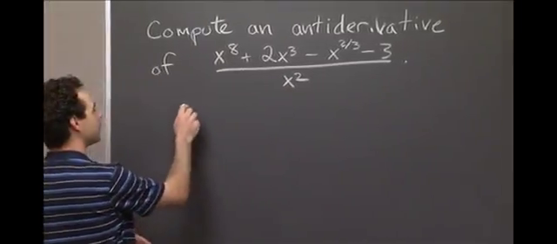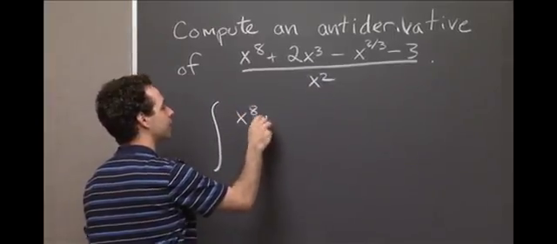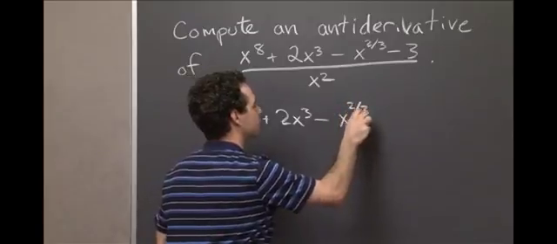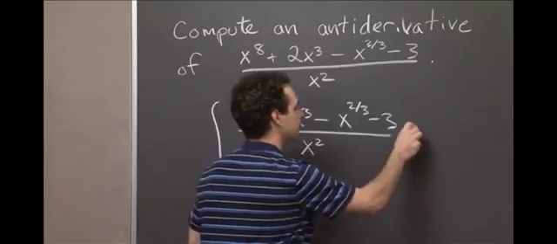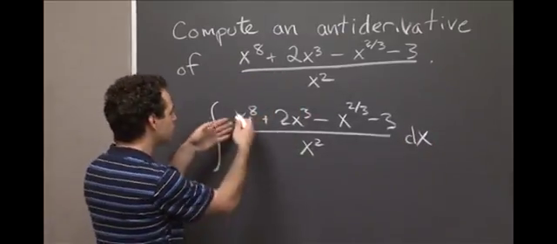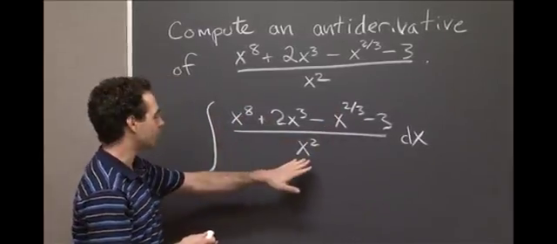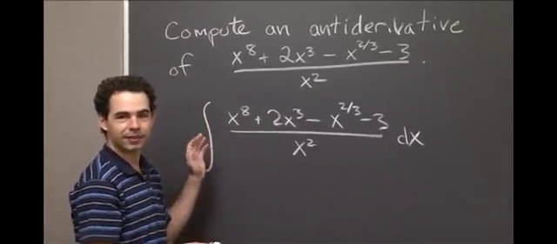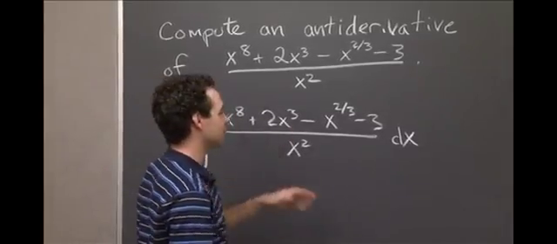So this antiderivative that I'm interested in, the antiderivative of x to the 8th plus 2x cubed minus x to the 2/3 minus 3 over x squared dx. I've written this in the silly form, and you can get it in a nicer form if you just realize that this is just a sum of powers of x that I've put over this silly common denominator here. Our life will be a little simpler if we write this out by splitting it up into the separate fractions.